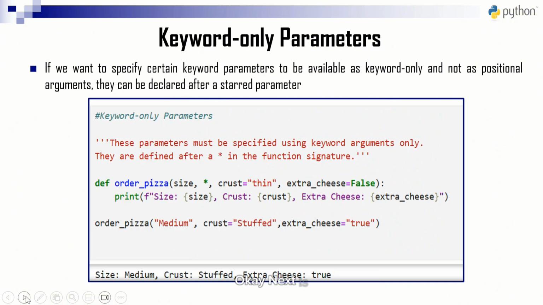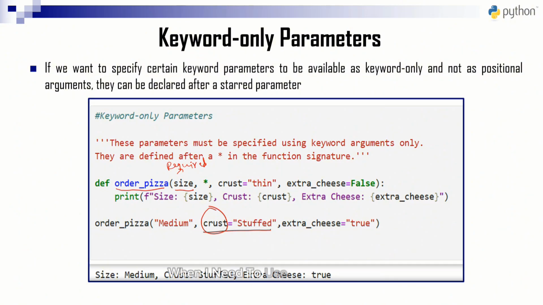Okay. Next is keyword only parameters. Keyword only parameters means I have to use only the keywords to call the function. Without using the keyword, that is nothing but the name of the parameter, I cannot call the function. I have to use the keyword only and pass the value. So in this example, I have a function order pizza. This is a variable size, which is a required argument. I need to pass it.